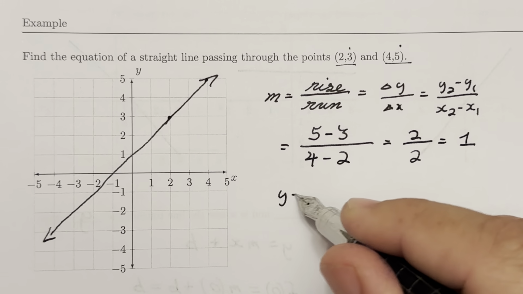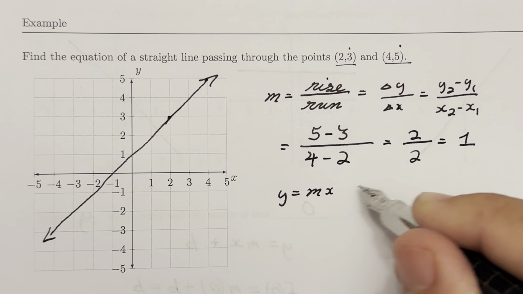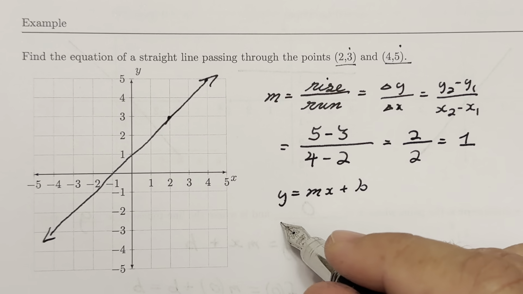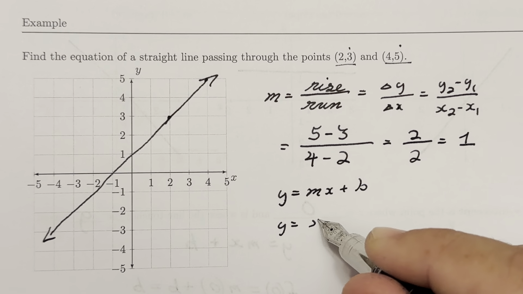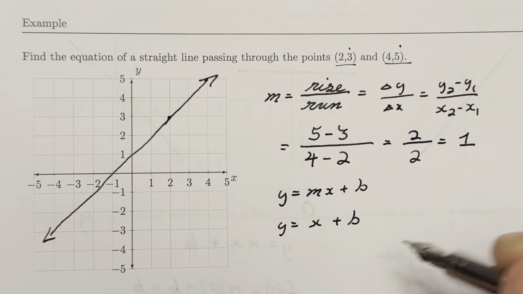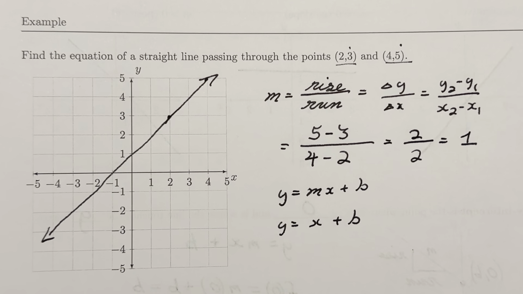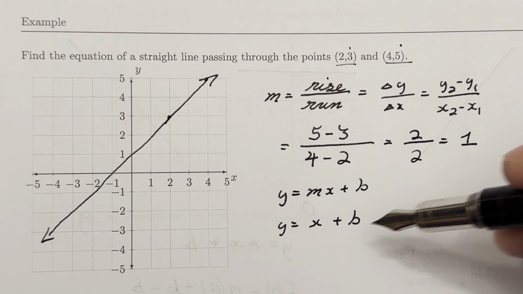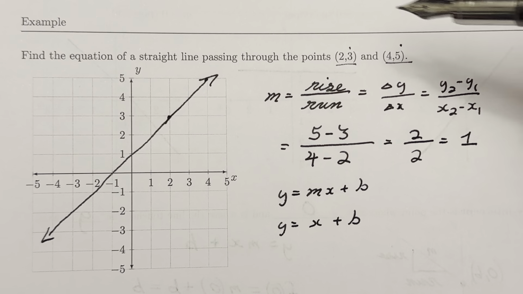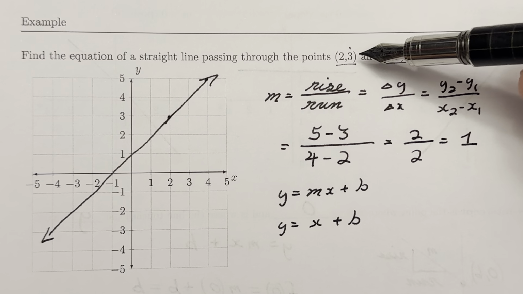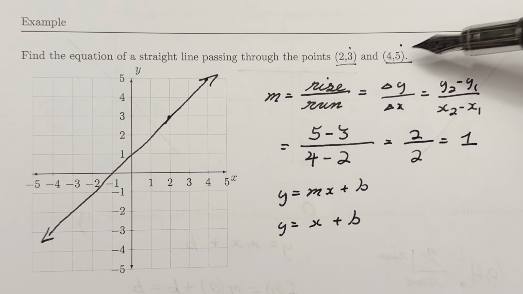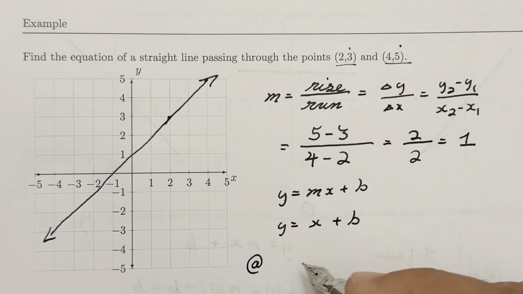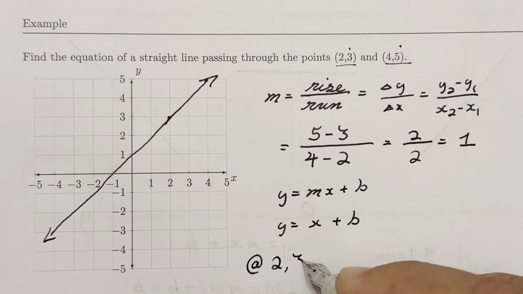And so we go back to y equals mx plus b. Knowing that m is 1 tells us that y is simply x plus b. Now here we do the same trick. We use a point. Note that we can either use (2, 3), or we can use (4, 5). It does not matter which point you use. We're just going to use (2, 3) since it involves smaller numbers. Those are a little bit easier to work with.